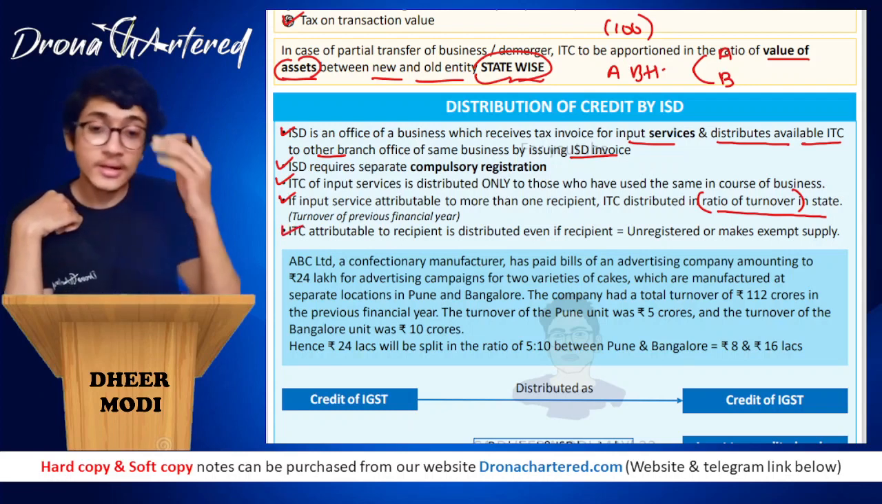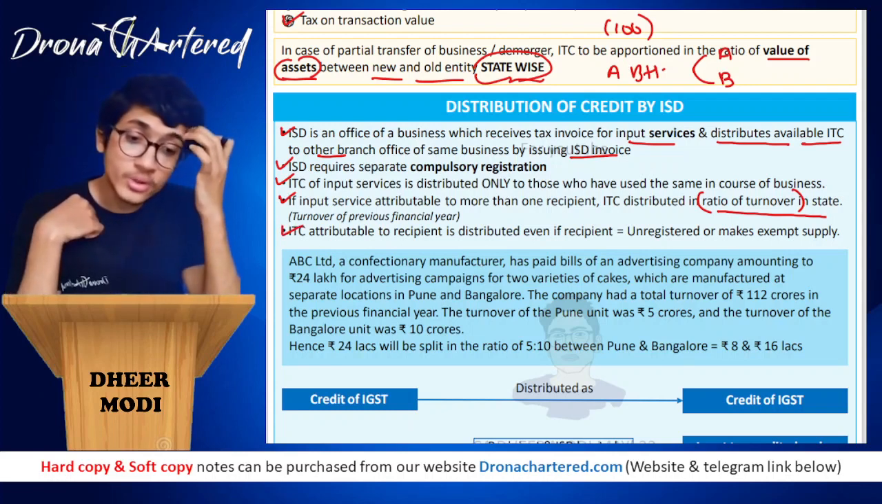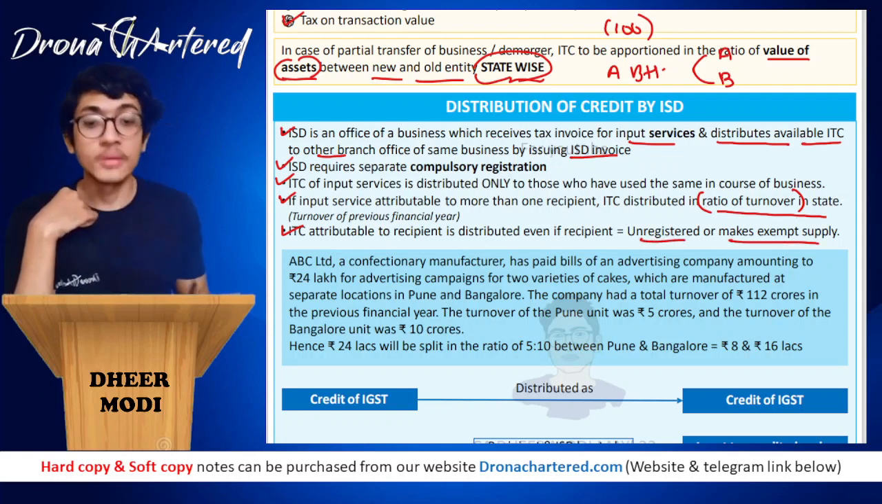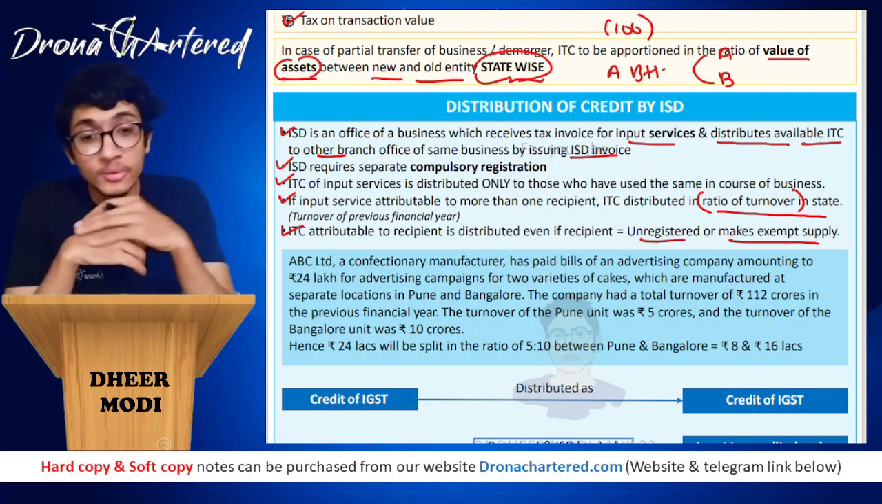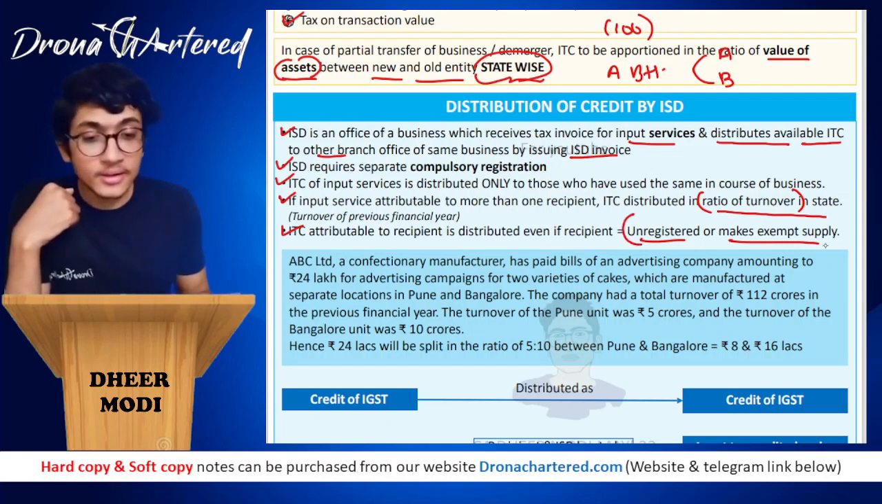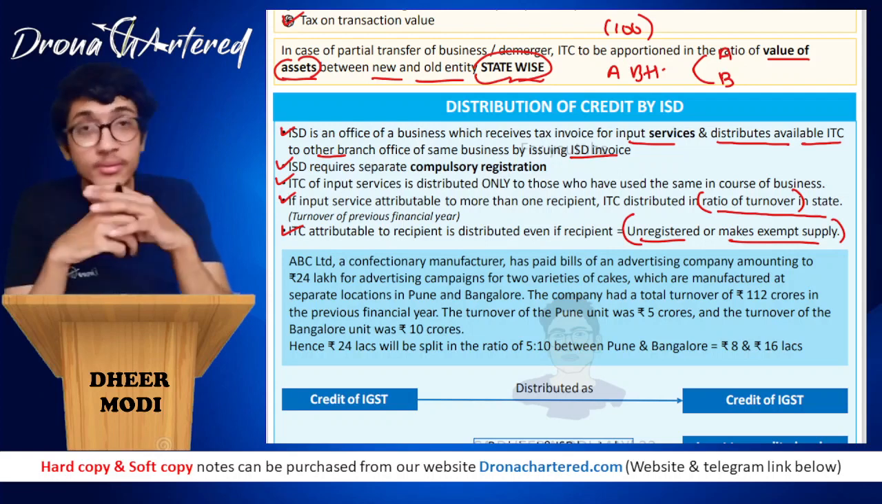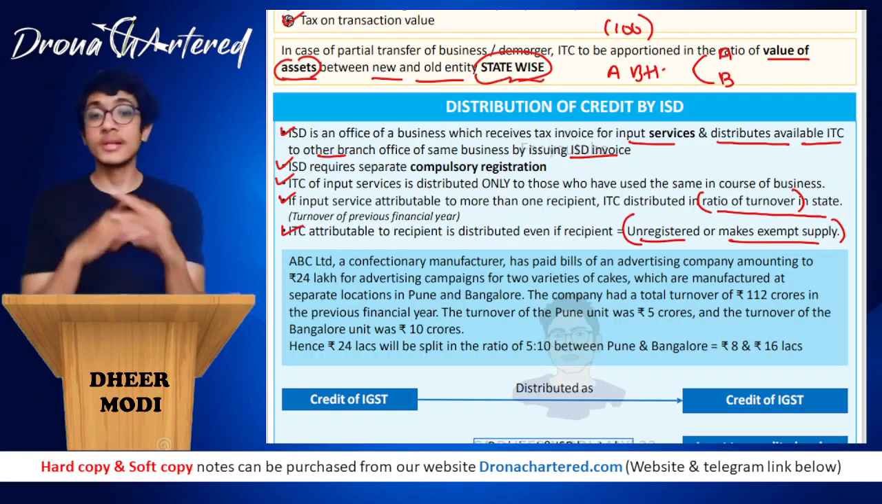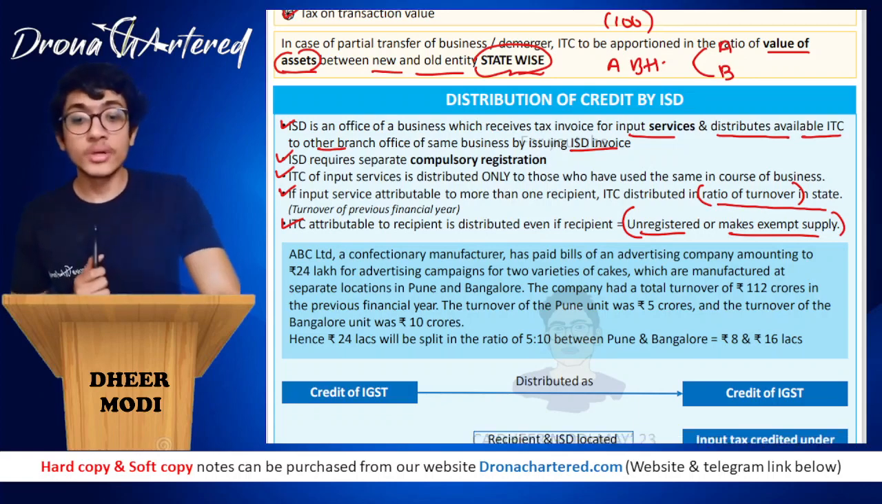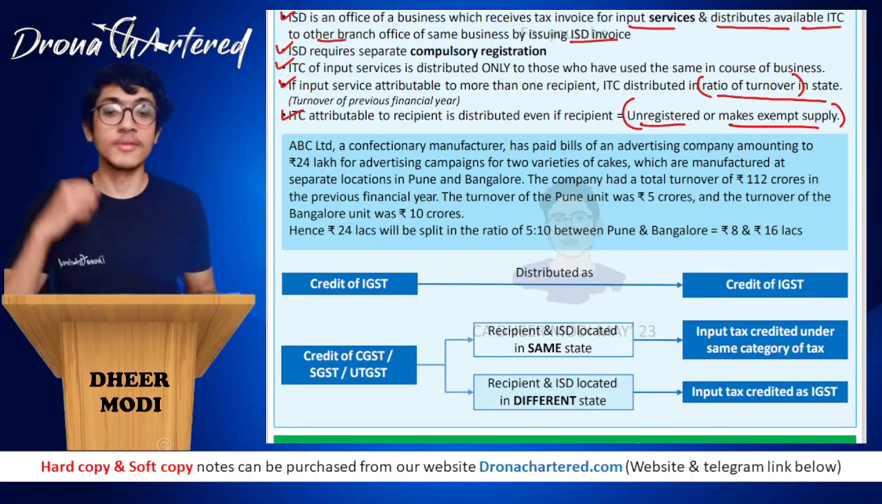Next, ITC attributable to a recipient is distributed even if the recipient is unregistered or makes exempt supply. Even still, ITC will be attributable. Of course, he will not be allowed to claim it since he is either unregistered or makes exempt supply, but it will still be distributed to them. I hope this is clear. He will not be able to claim this ITC, but it will still be distributed to him. So basically, that ITC will be wasted.